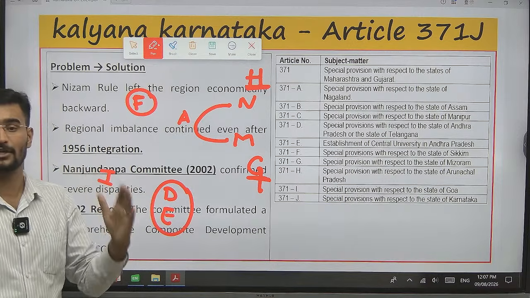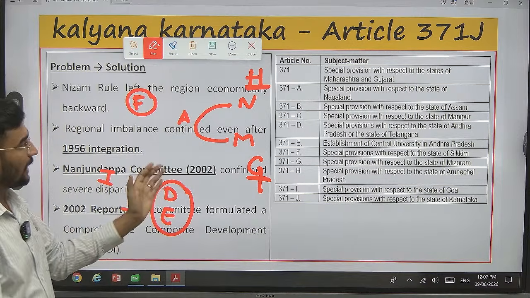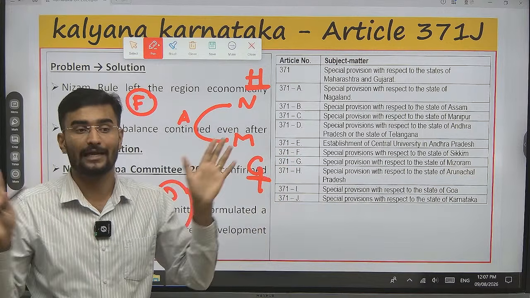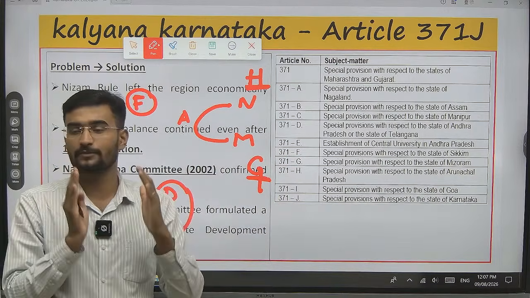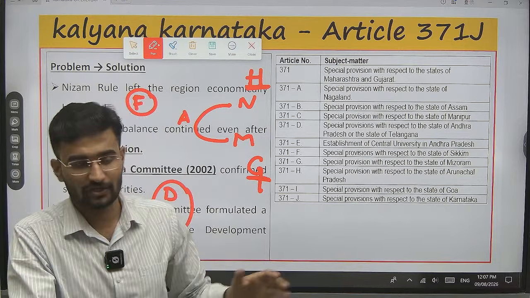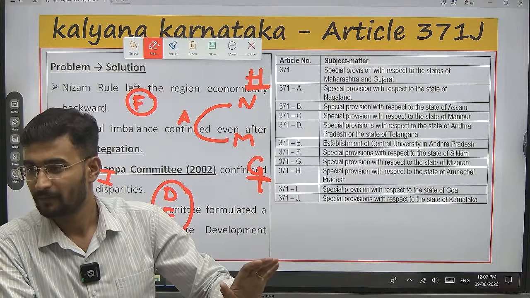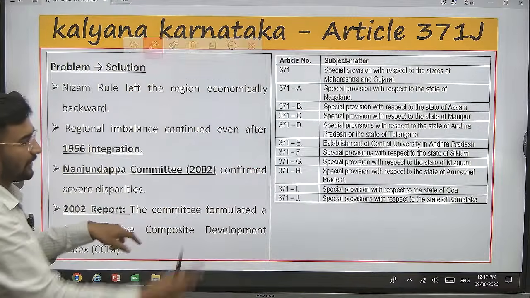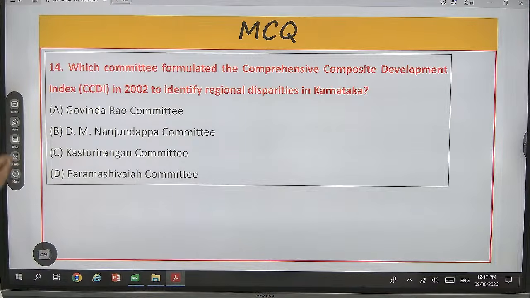These are the special powers which are being given to all those regions. Along with that, we have 371 and 371 of the other kind, which is given to Gujarat and Maharashtra: the Vidarbha, Marathwada region, and the Gulf of Kutch region. We have given special powers there. 371 talks about Gujarat and Maharashtra. This you need to know here. If it is asked in the exam, that is why I added this.